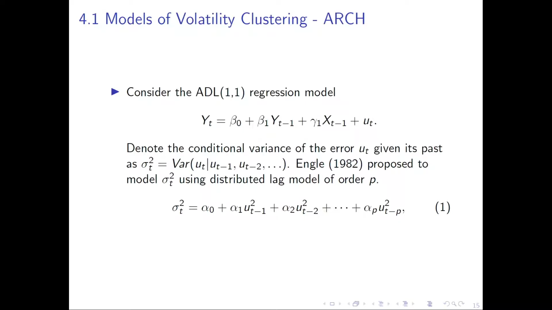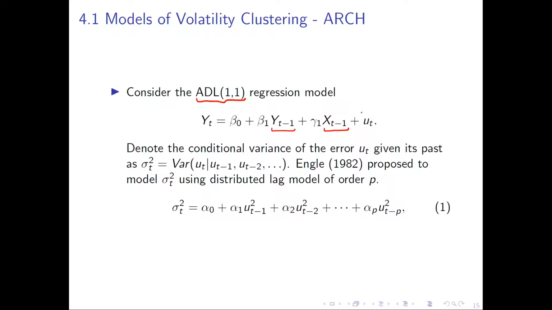The first model of volatility clustering we're going through is the ARCH model, the autoregressive conditional heteroscedasticity model. And we have this autoregressive distributed lag model, just to take a simple model. And we have this regression model in which the lagged value of y is the autoregressive term, and the lagged value of x is the distributed lag term.